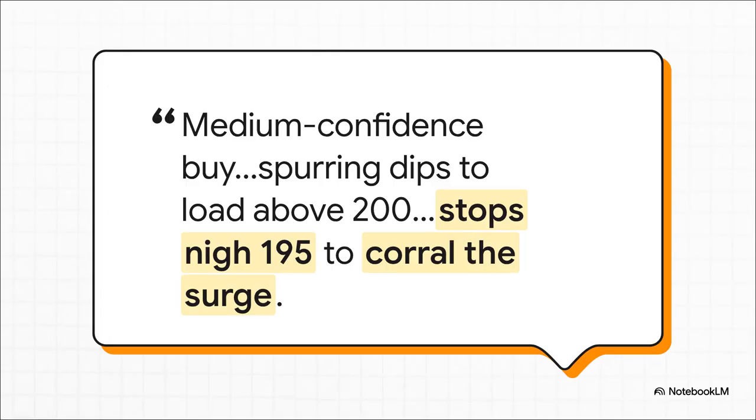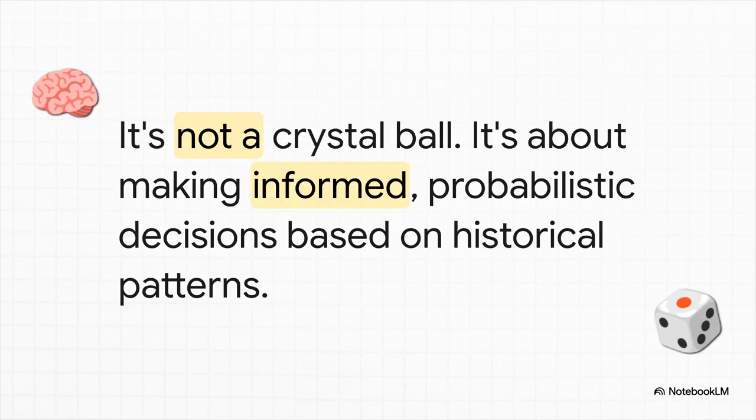So what's the final call? A medium confidence buy. The analyst is basically saying the evidence leans positive, and the jargon that follows is all about strategy. Load on dips just means use any small price drops as a chance to buy, and stops 195 means setting up a safety net to automatically sell if the price falls to 195, which helps limit any potential losses. And this really brings us to the most important takeaway of all.